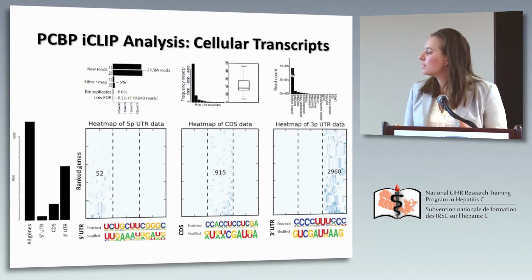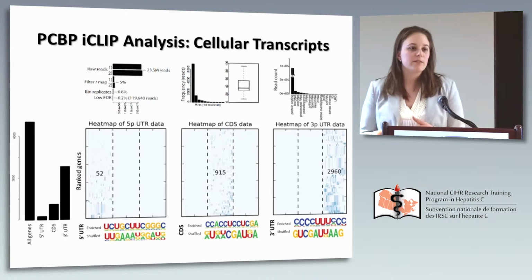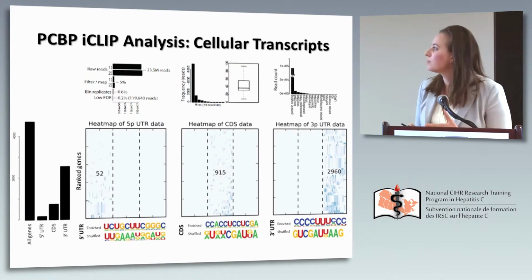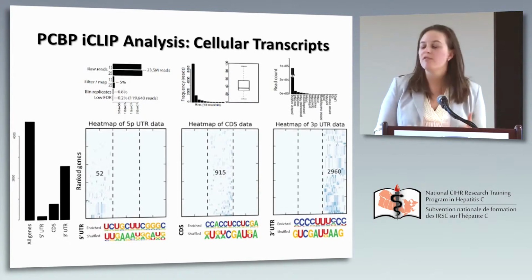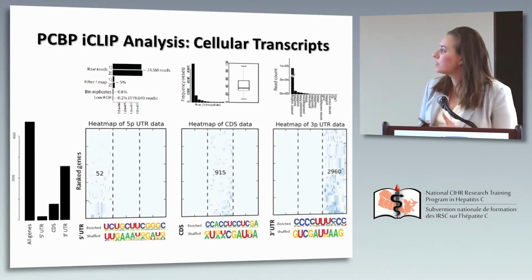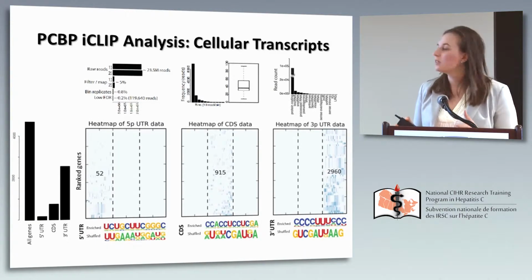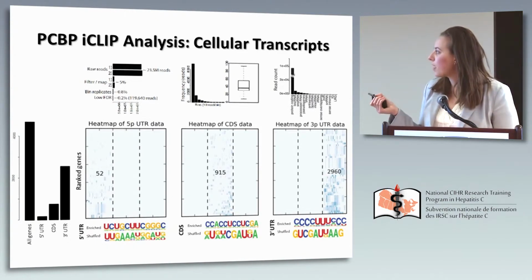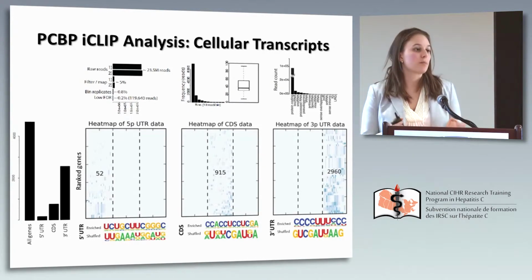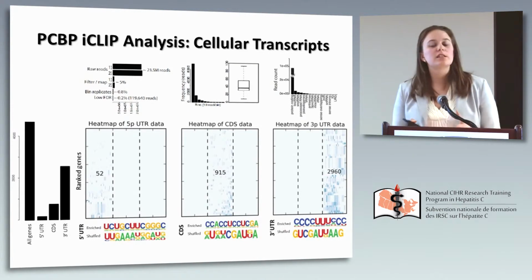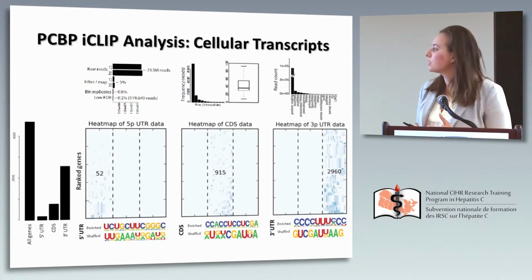So we performed PCBP iCLIP analysis on HCV infected and uninfected cells, and this is just some data from cellular transcripts that I'm showing you. So we are on par with previous studies. We had about 23.5 million reads, and most of our transcripts are about 40 nucleotides in length. And as you'll see on the far right, we found that over 90% of the transcripts were protein coding genes. So this is consistent with known poly-RC binding protein activity.